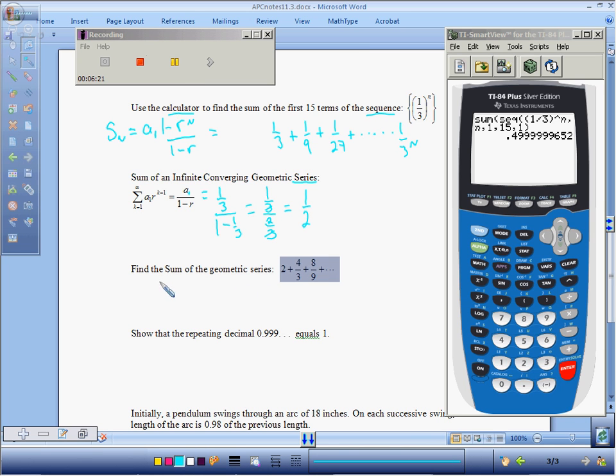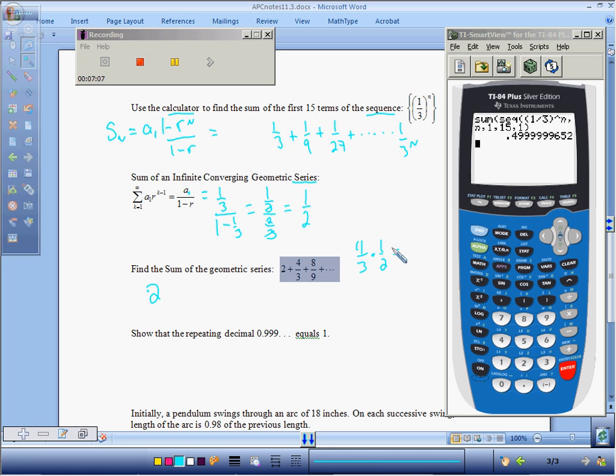So doing this one, the first term is 2, and to find r in this case, what I'd have to do is divide this by this, because remember, I'm multiplying by something from here to here to get this. The easiest thing to do might be to just look at this. 4 times 2 will give you 8, 3 times 3 will give you 9. So the thing that I'm multiplying by is 2/3. Or I could take 4/3 and divide that by 2, which is the same as multiplying by 1/2.